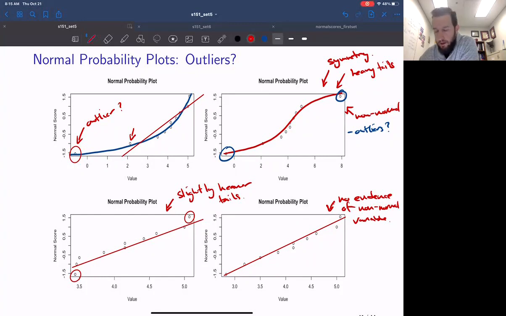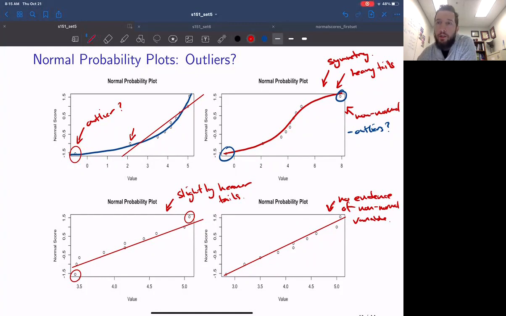And one last comment. Just because the observation is far from the pack doesn't mean that it is an outlier, okay? It's a potential outlier. We would have to then go and evaluate whether it's an outlier using other measures, which we aren't going to learn about in this class.